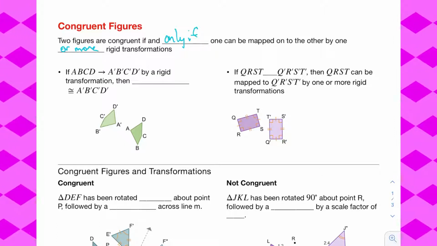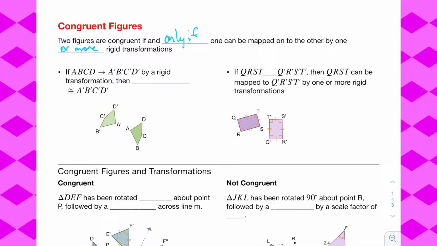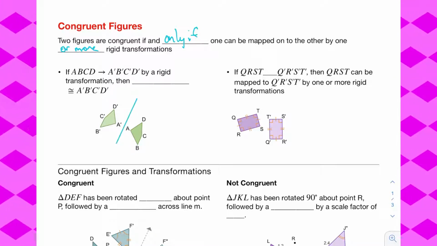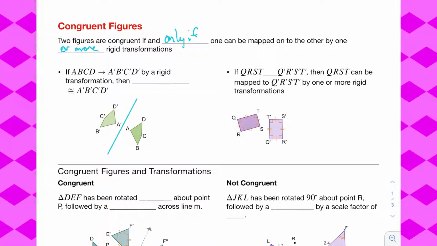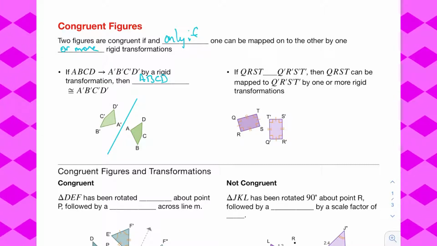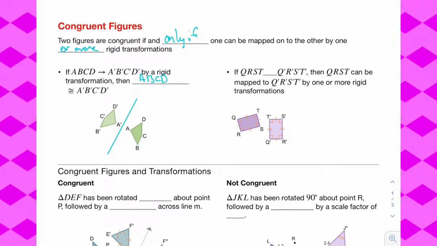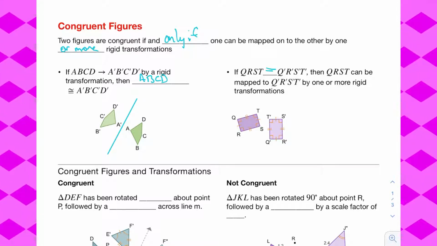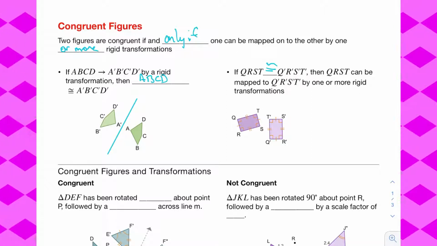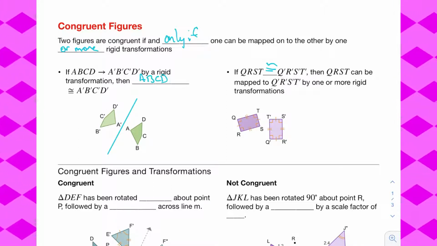So ABCD can be mapped onto A prime, B prime, C prime, D prime by a rigid transformation. And that's a reflection, right? Flip it over this line and they're the same. So ABCD is congruent to A'B'C'D'. And the opposite is also true. If two figures are congruent, so because QRST is congruent to Q'R'S'T', then there's a sequence of transformations that'll work, and it looks like it's just a rotation, maybe a translation as well.